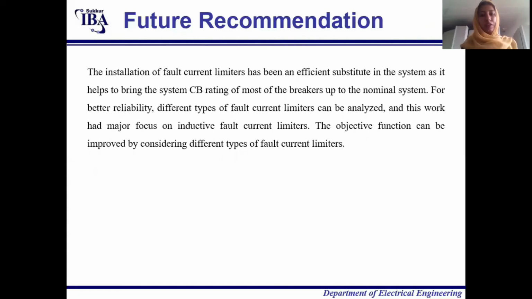In the future, we can try different types of fault current limiters. In our case, we have used an inductive type fault current limiter. We can also use different algorithms to find the optimal placement of fault current limiter reactors.